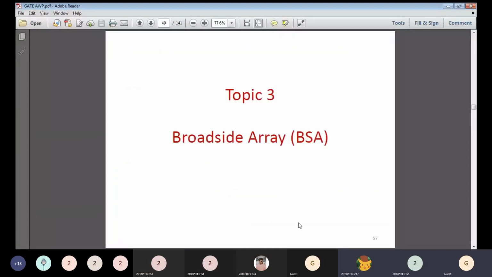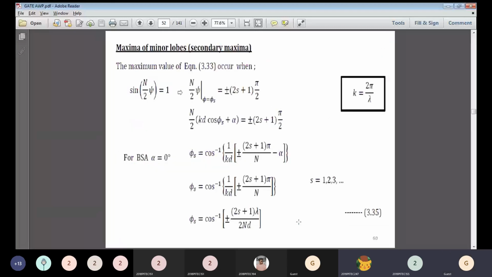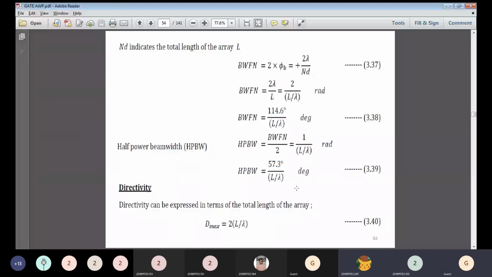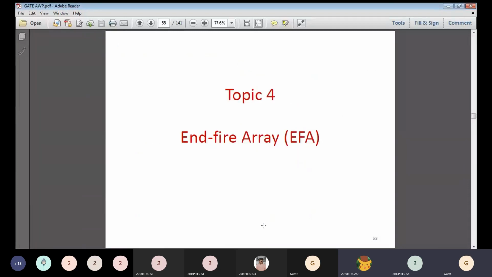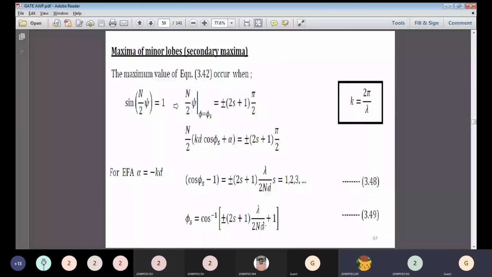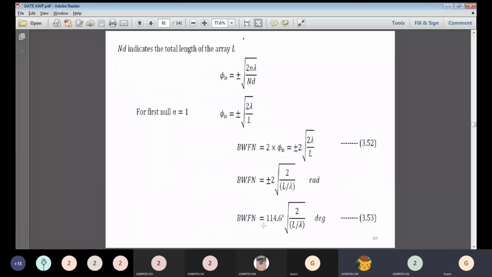Next, we have seen the broadside array concept and the formula to find out the half power beam width, fractional beam width and directivity. Directivity equals 2 into L by lambda. End fire array also similar. We are going to get the beam width between first null and half power beam width, and directivity equal to 4 into L by lambda.